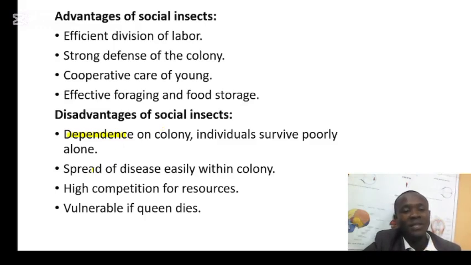And we have spread of disease. So disease can easily be spread in the colony because they are living closely together, they are touching one another. So in that case, for disease to transfer from one to another, it will be easy. And high competition for resources. Since we have the colony, let's say where we have a food drought, the food is not enough, there might be competition for that food. And vulnerable if queen dies because they just have one queen in a colony.